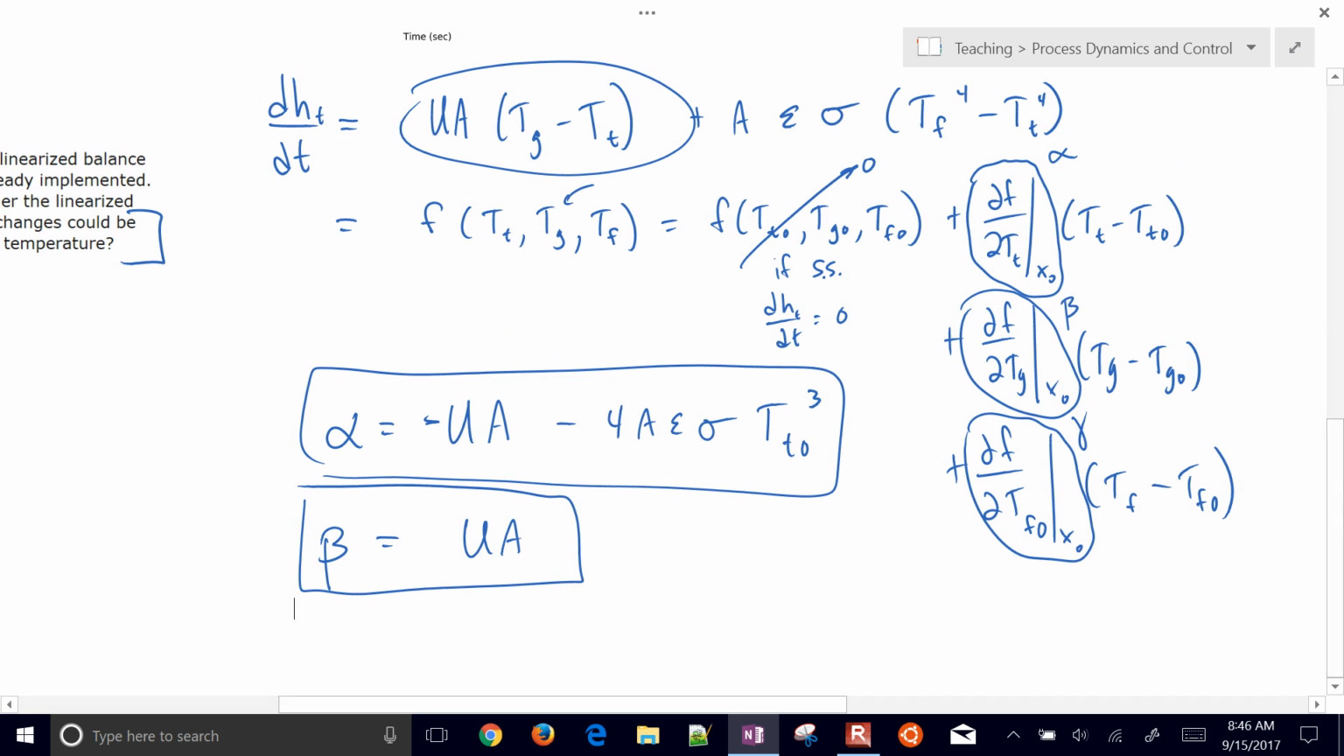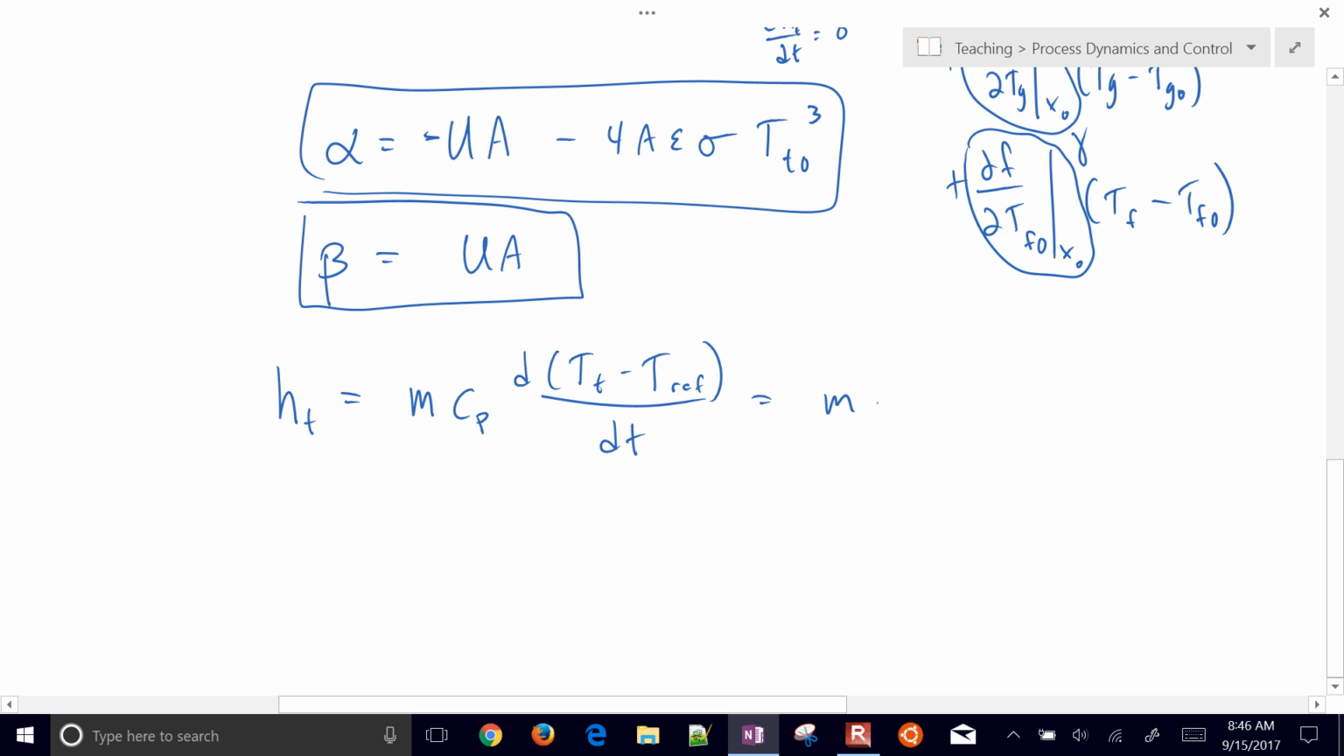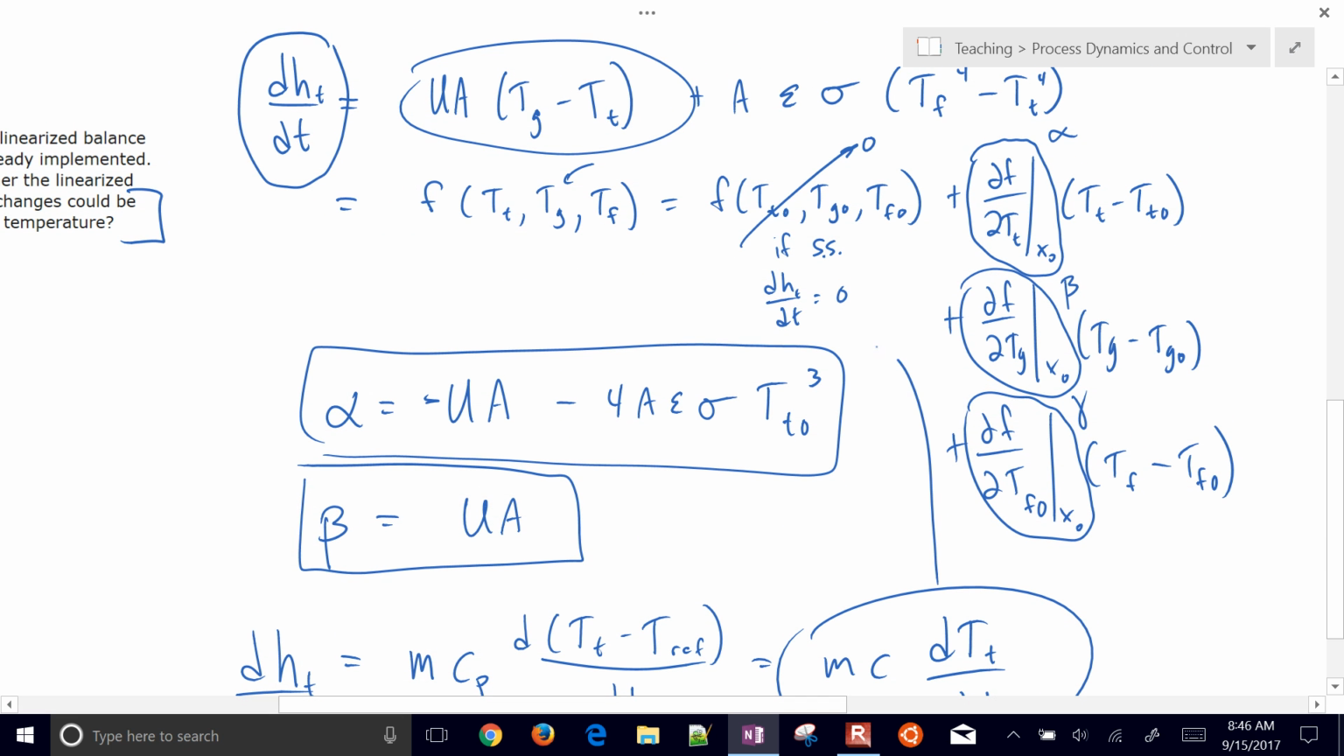The one thing that we do need to do, though, is relate this to temperature, not just to enthalpy. So let's break that down into the mass of the thermocouple times the heat capacity of the thermocouple, times the derivative of the thermocouple temperature minus our reference temperature, which is going to be constant. So that's just going to be m c sub p dT thermocouple dt. So we can just plug this in right up here.